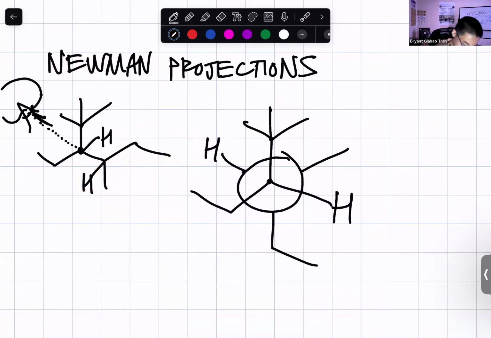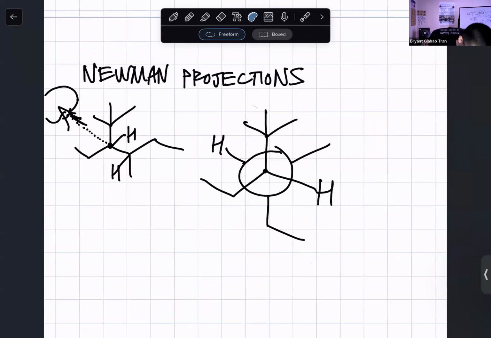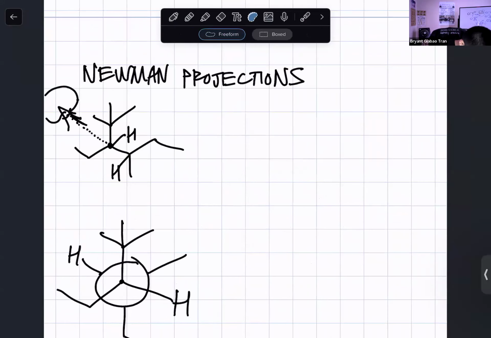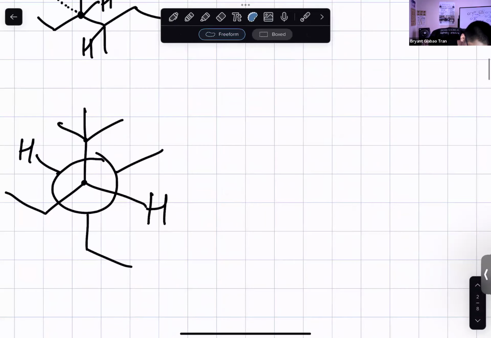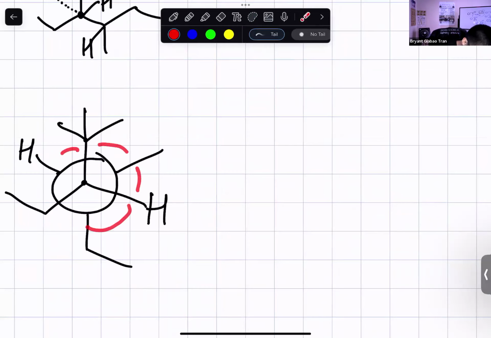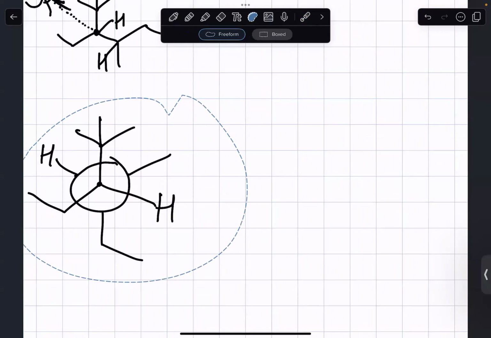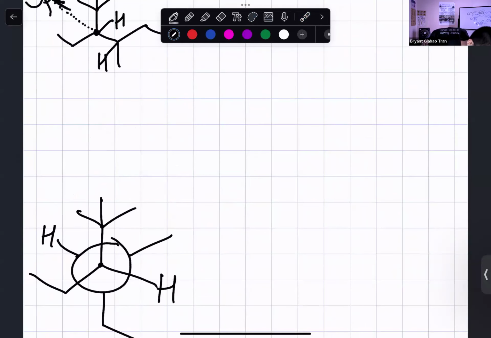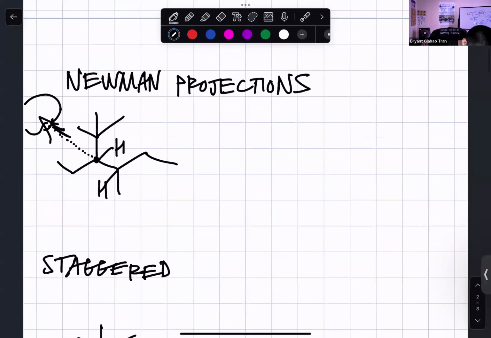Okay. So notice how all the groups are as far away from each other as possible. It's 60 degrees, 60 degrees, 60 degrees, 60 degrees, 60 degrees, 60 degrees. If they are as far away from each other as possible, we call this staggered. Right, staggered conformation.